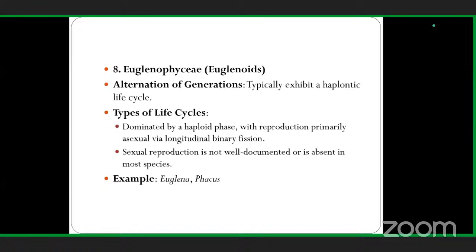This is Euglenophyceae, that is euglenoids. So they typically exhibit haplontic life cycle, means gametophytic stage is dominant. Example is Euglena and Phacus.